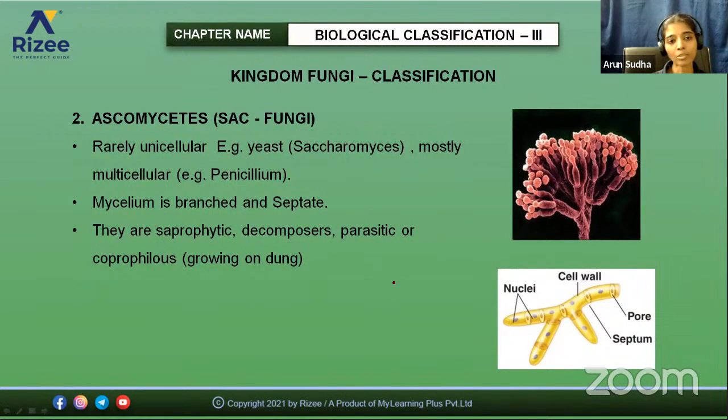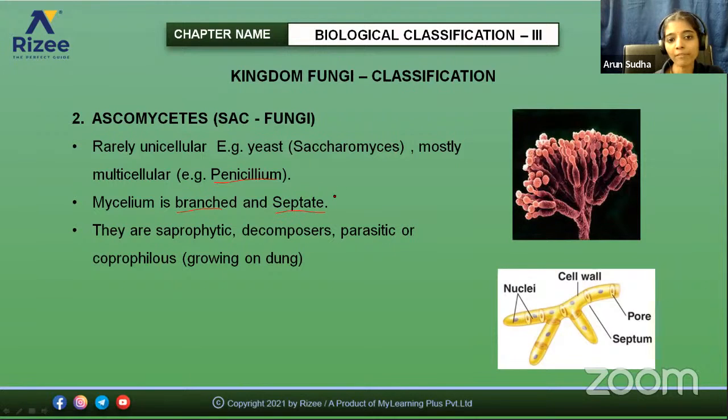Then comes the Ascomycete. So what are the main features of Ascomycete? They are rarely unicellular, because we saw the one unicellular fungi, that is yeast. What is a yeast? It is Saccharomyces, and it is commonly used in the manufacturing of bread. Ascomycetes are mostly multicellular, and other fungi are all multicellular. Example, Penicillium, which comes under the Ascomycete.